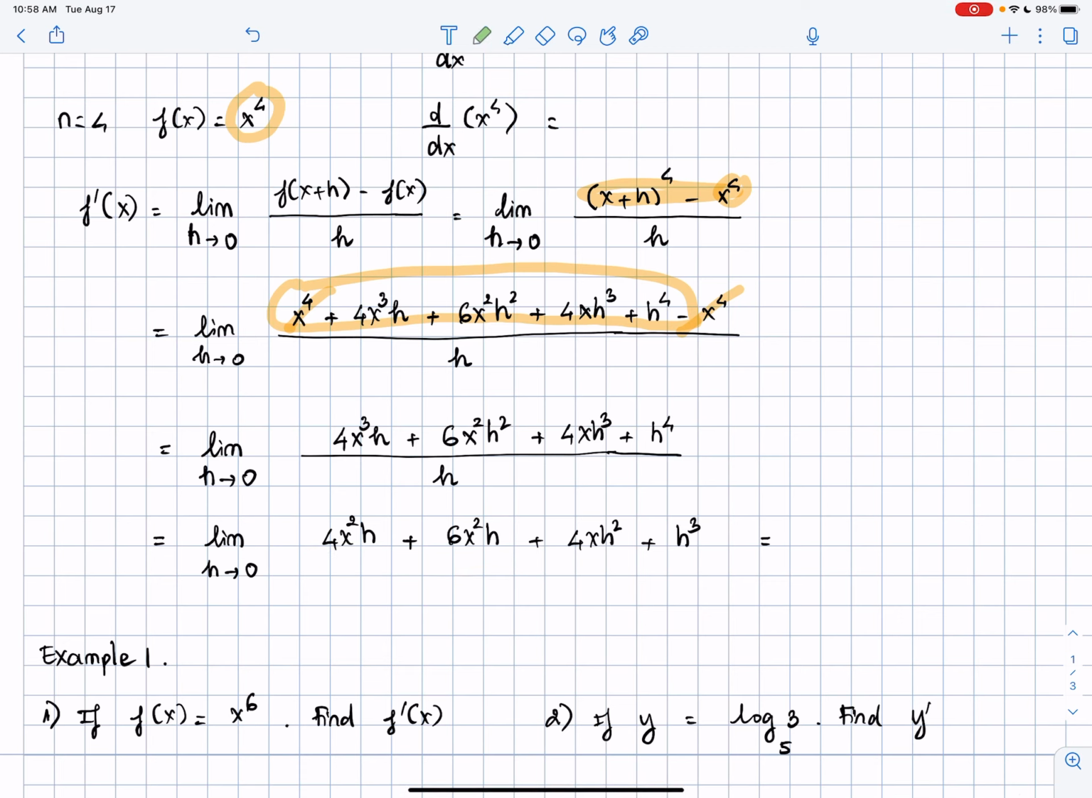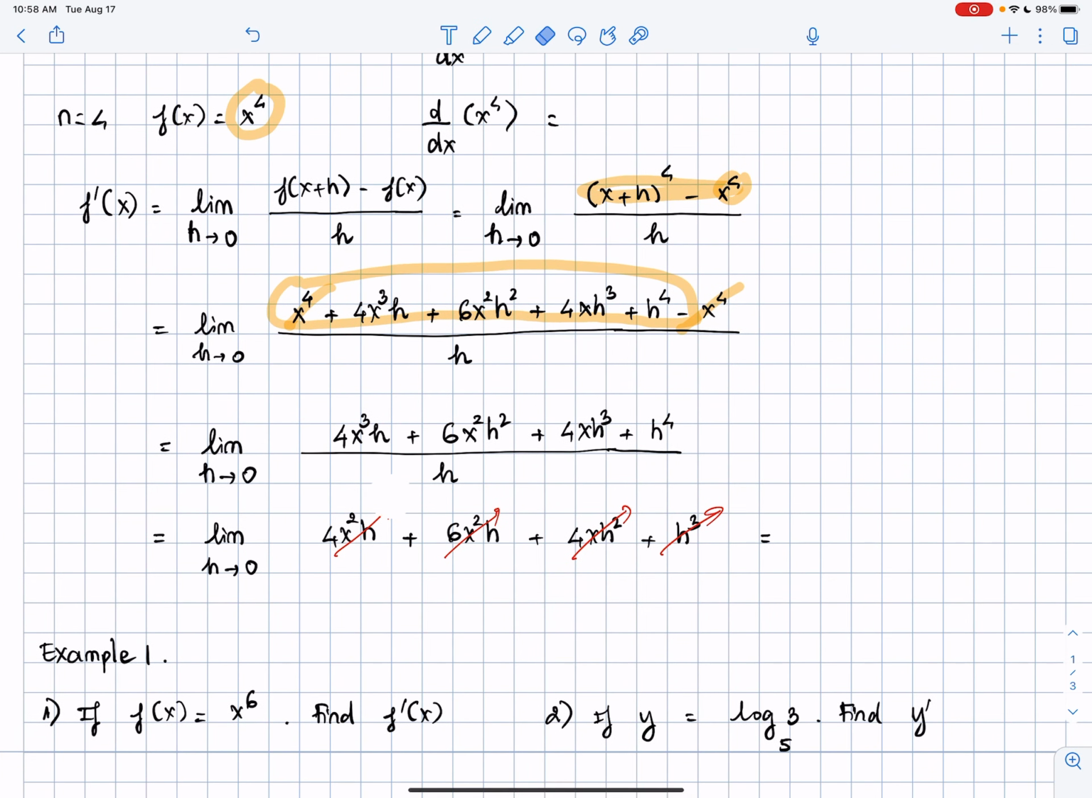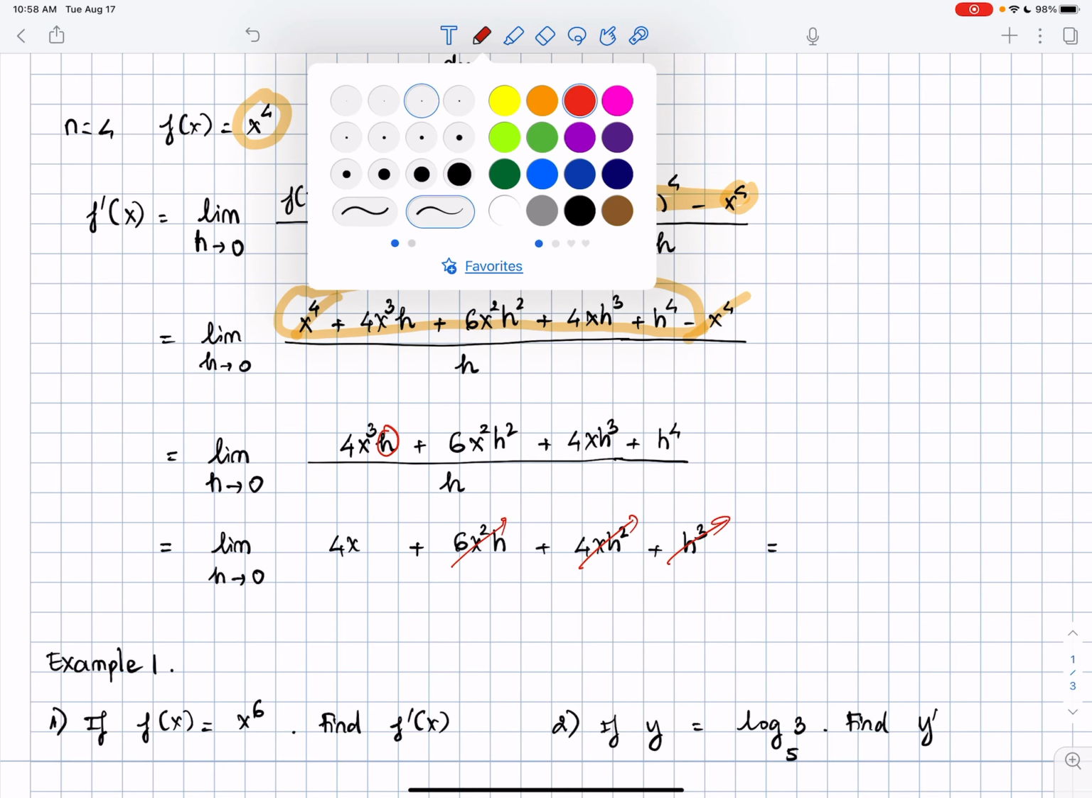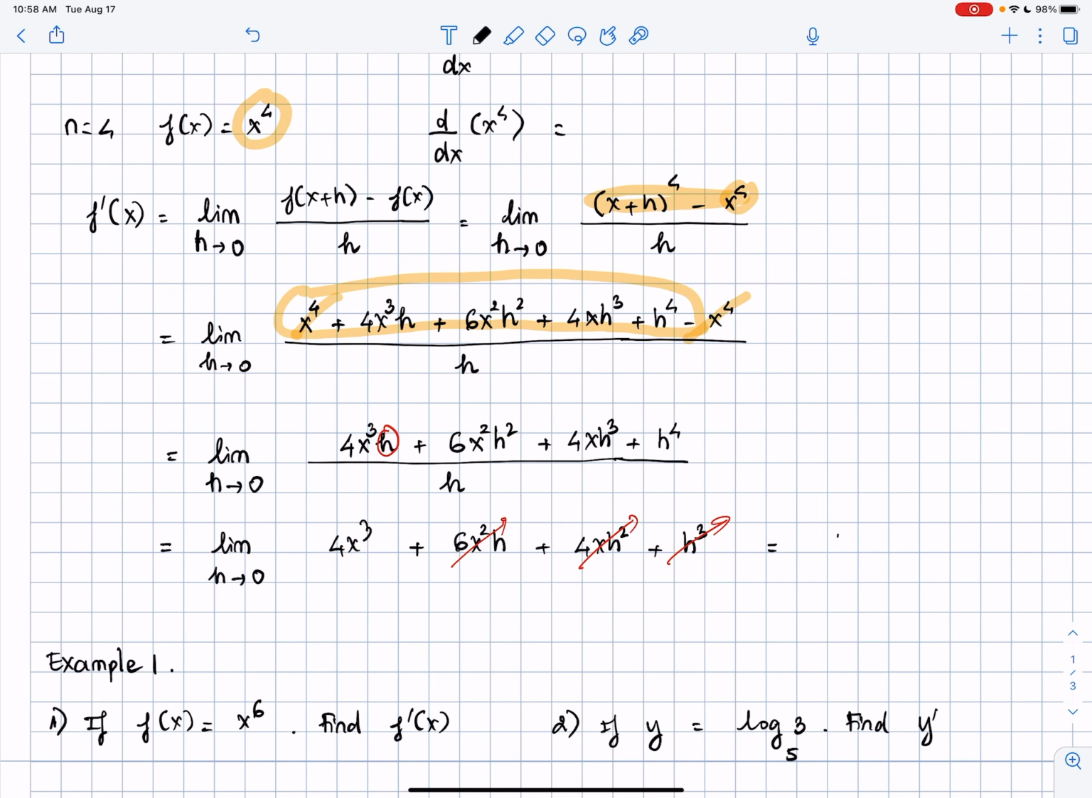Now if h approaches 0, then this goes to 0, this goes to 0, this goes to 0. The first one doesn't go to 0 because we do not have the h left, since we canceled the h when we factored out the h on the top. So we have only 4x cubed left. So the answer is 4x cubed.